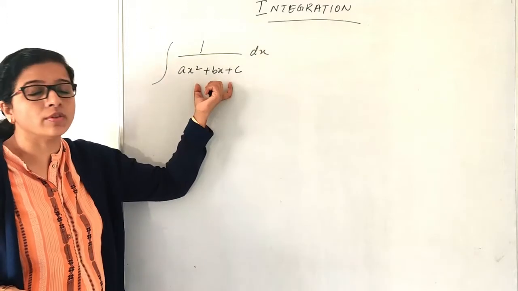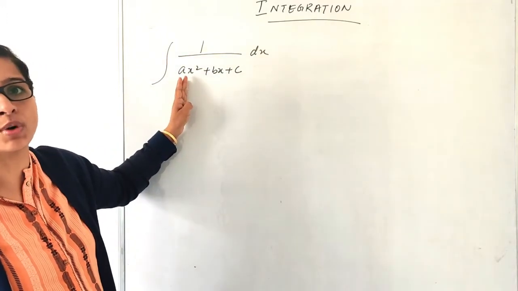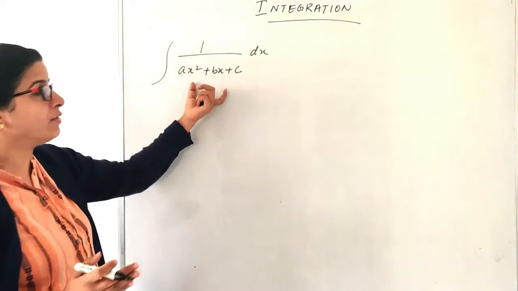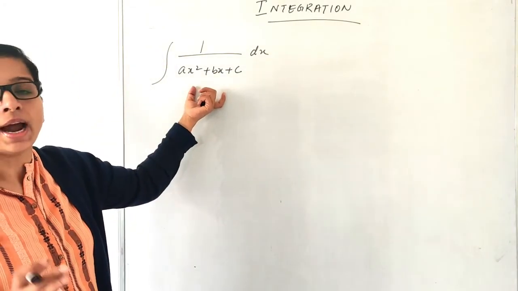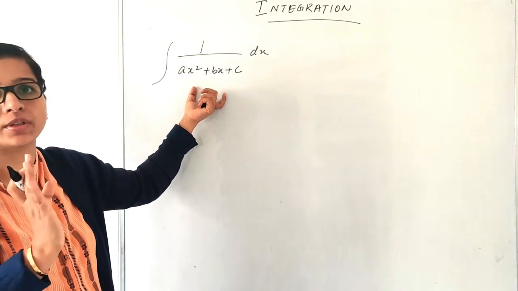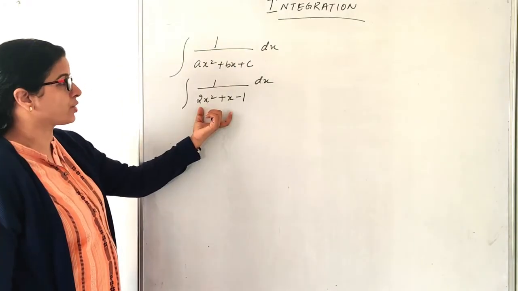So first of all, we have to make the coefficient of x square as unity. What does that mean? You can take out a common factor, and then we have to make a perfect square, and then whatever special integral formulas we have used, we can use in these questions. So let us take 1 or 2 examples over here. Let us take this question now.